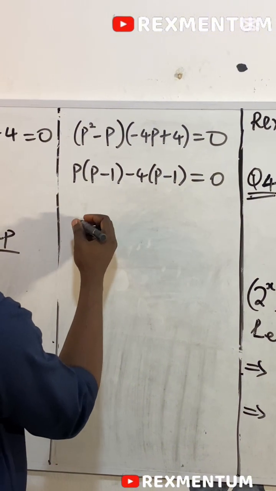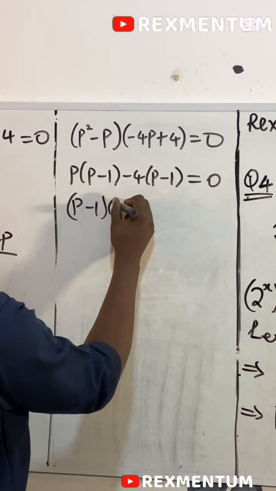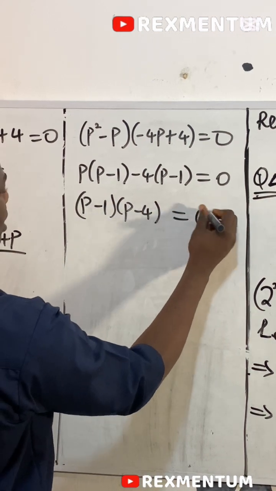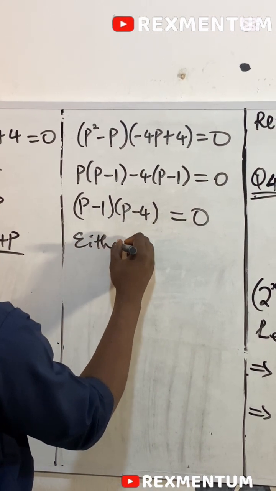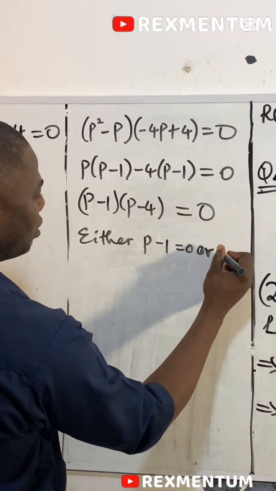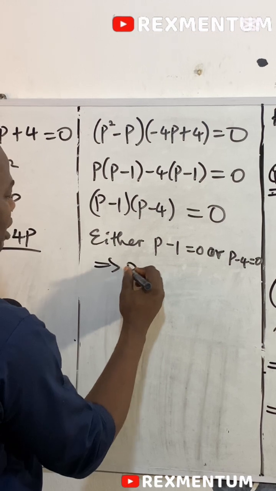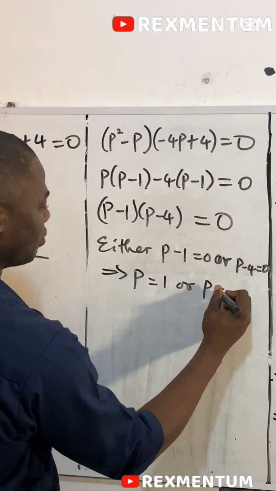So with this, you are going to have p minus 1 into p minus 4 equal to 0, which implies that either p minus 1 equal to 0 or p minus 4 equal to 0. So this will give you that p equal to 1 or p equal to 4.